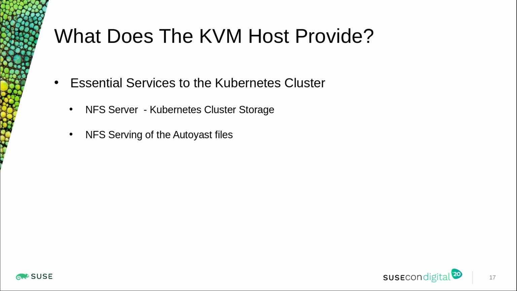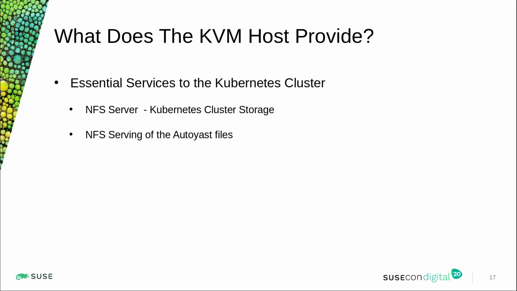So here's a little area where I want to try to describe what's actually going on with the automation. The automation is mostly based on AutoYast, and we have a couple of AutoYast files that we set up. The KVM host typically is going to provide two different things for us. It's going to be the NFS server for the Kubernetes cluster to provide storage to the cluster, and it also will serve up the AutoYast files by NFS.